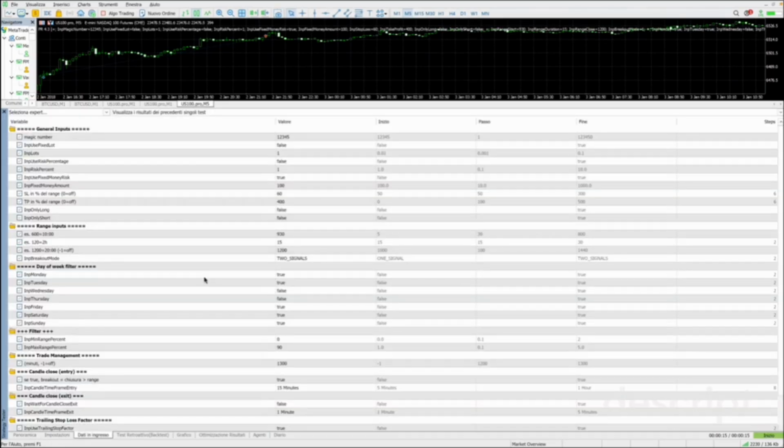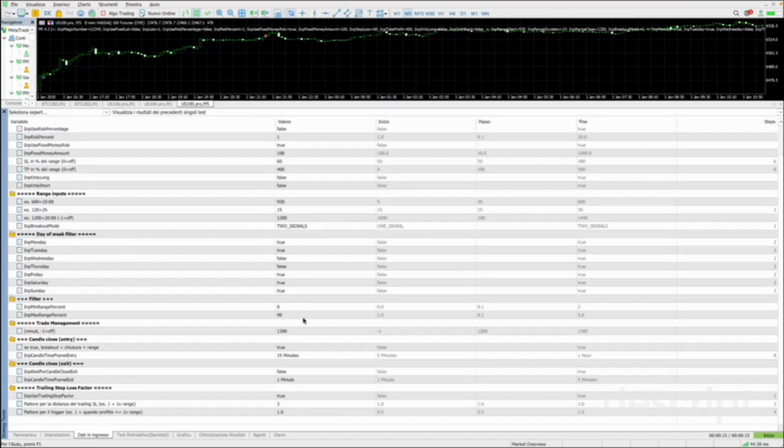Okay, those are the settings of the strategy. There are two signals. So not just the first breakout, but we have two breakouts. The range inputs are 9:30 and 15 minutes duration. That's the switch off signal. So after that, no more signal for the day, no more position.